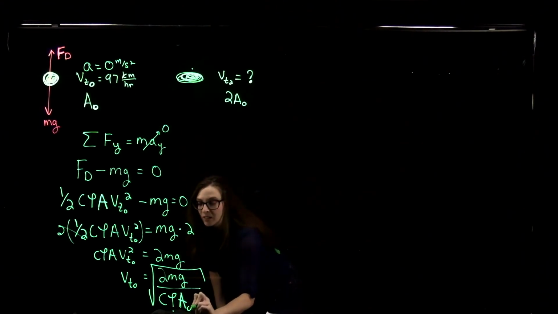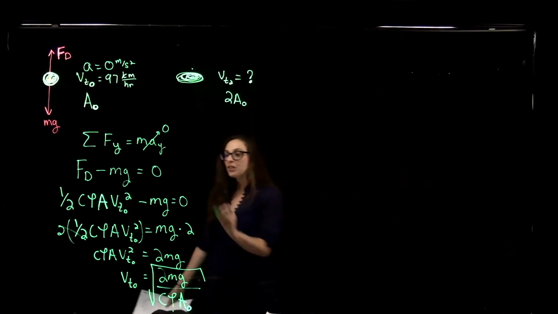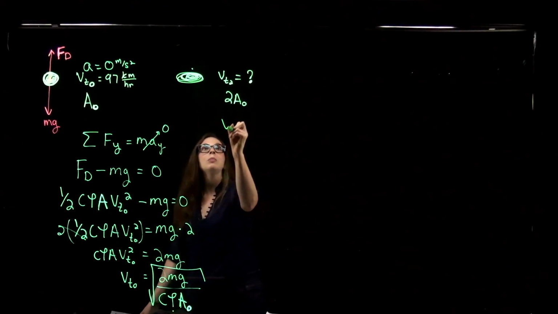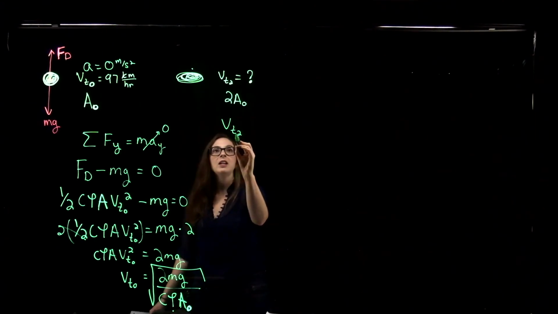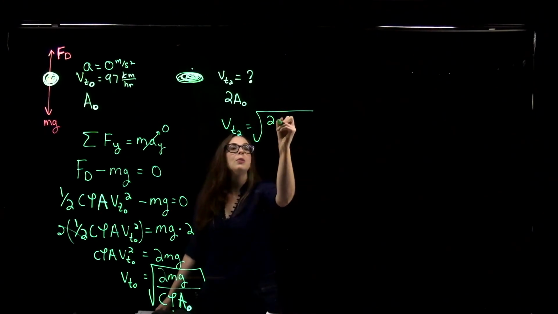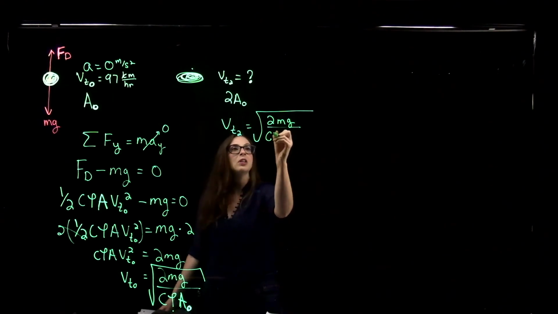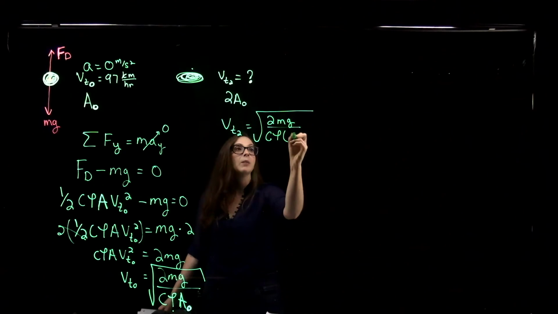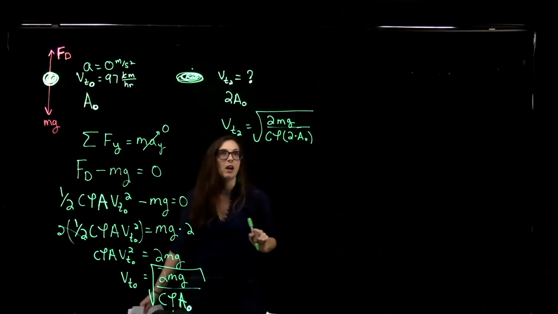So I'm going to call the cross-sectional area of the original cat tucked into a ball A sub naught. If I solve this equation exactly again, but for the terminal velocity now, once the cat is stretched out, I'm going to call that V sub T2 for the second part of our problem. That terminal velocity will equal the square root of 2mg over the drag coefficient, density of the material through which we're falling, times 2 times the original cross-sectional area.